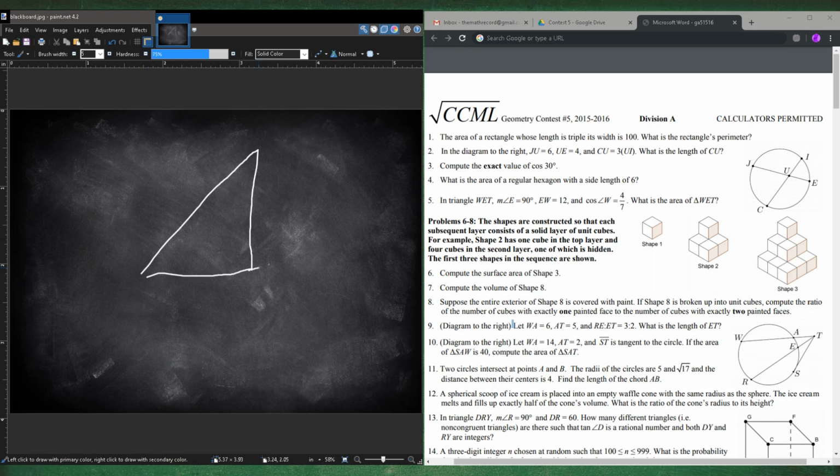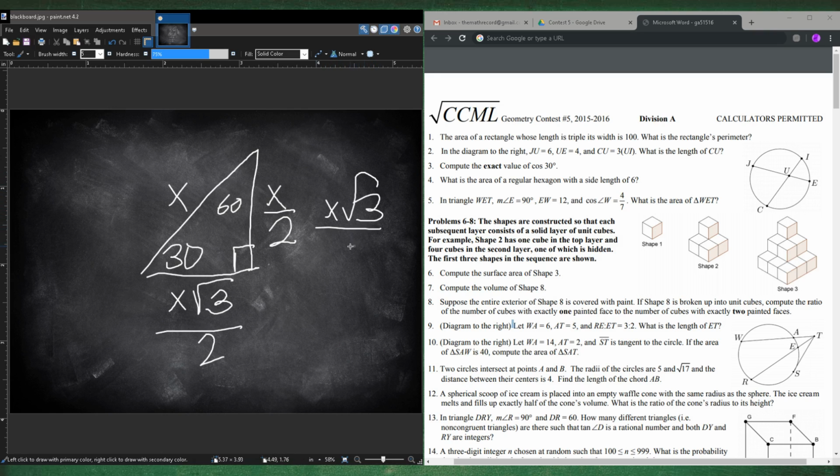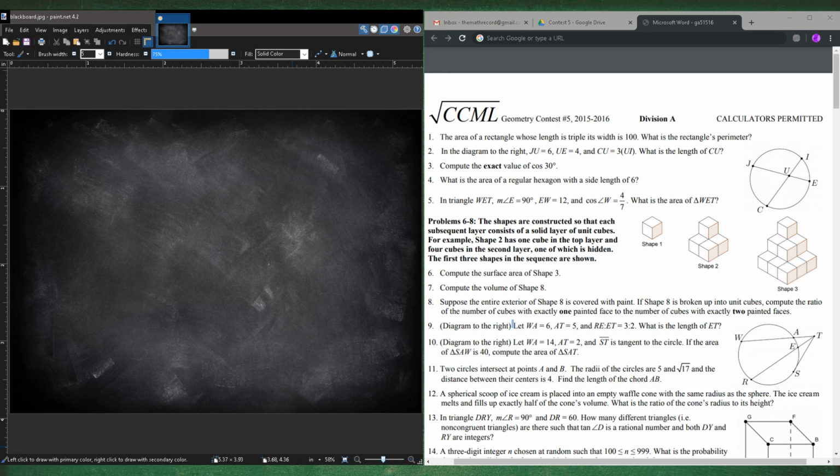So for the 30-60-90 triangle, let's say the hypotenuse is side length x. The side opposite the 30 is x over 2, and the side opposite the 60 is x square root 3 over 2. So cosine of 30 is the adjacent side, x square root 3 over 2, over the hypotenuse, which is x, which simplifies to just square root 3 over 2. It's just something you need to know.